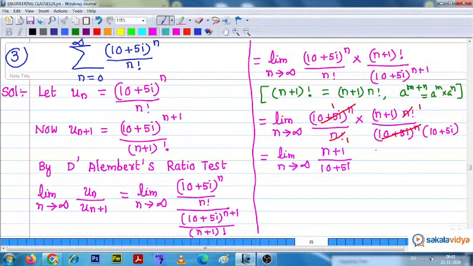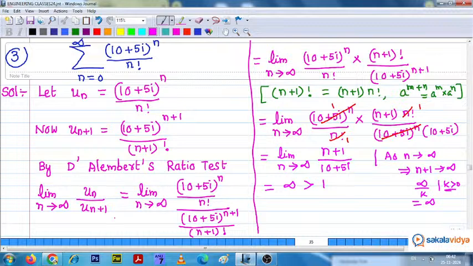Now, apply the limit. See, as n tends to infinity, n plus 1 also tends to infinity. That means infinity by something k, where k is any real number greater than 0, is also infinity. So this is infinity, the positive infinity, which is always greater than 1. Since this limit n tends to infinity, un by un plus 1 is greater than 1, therefore sigma un is convergent.